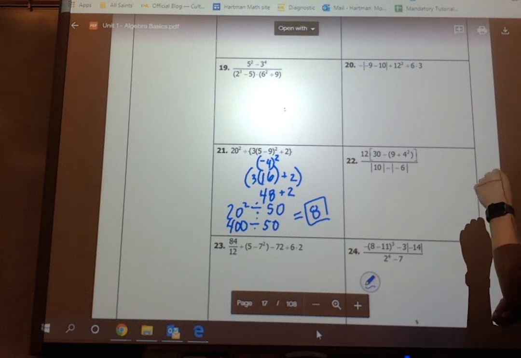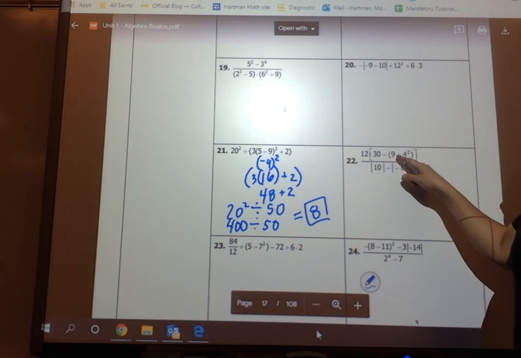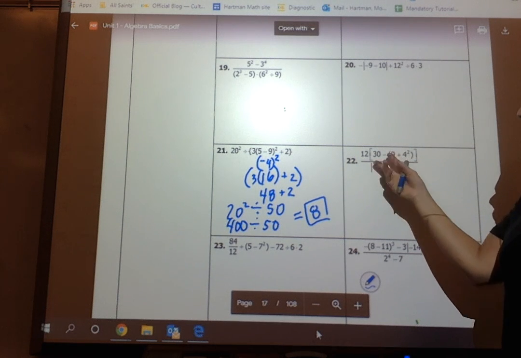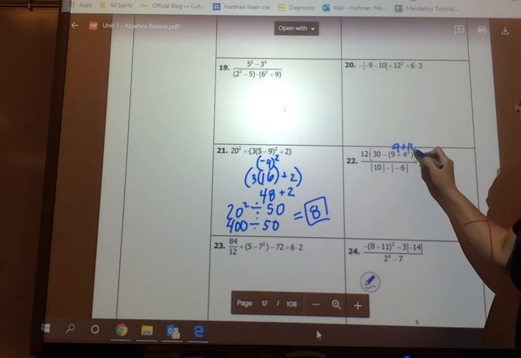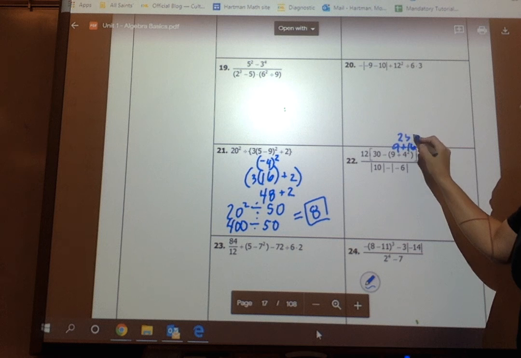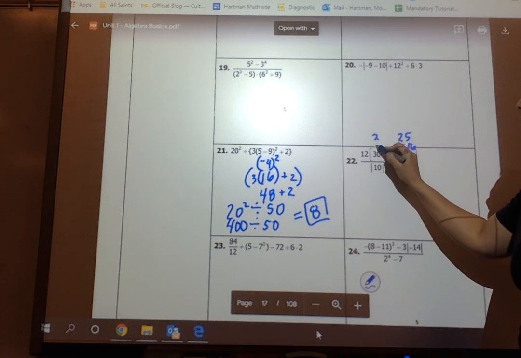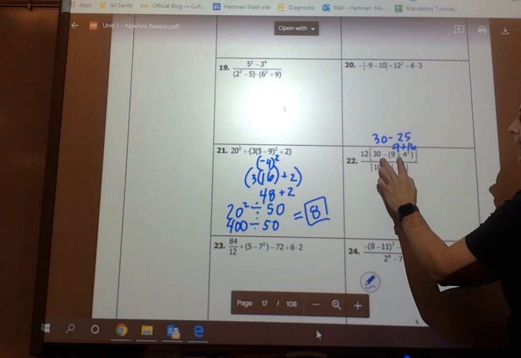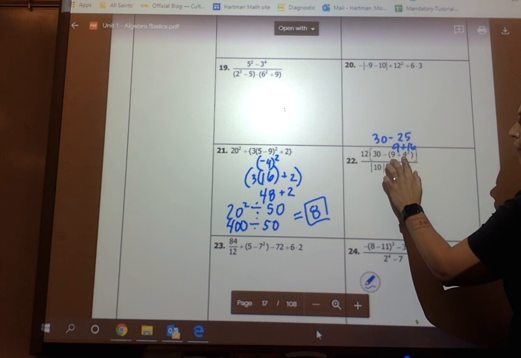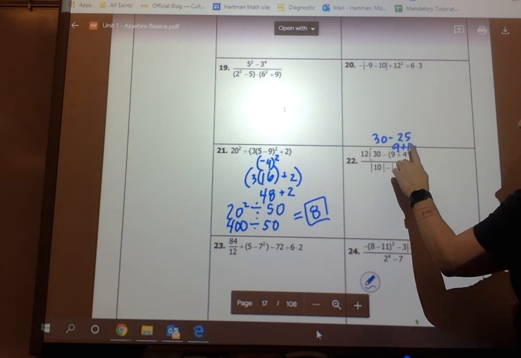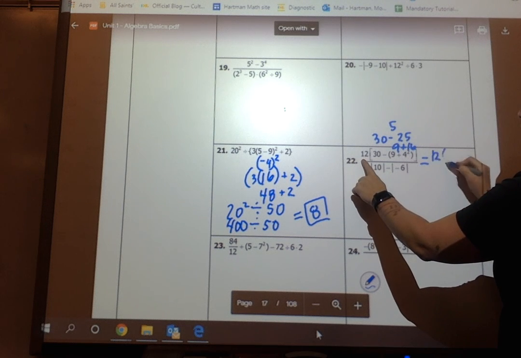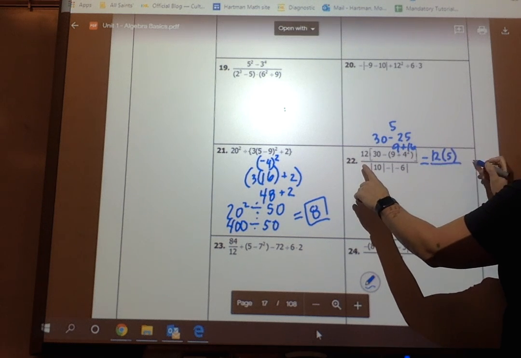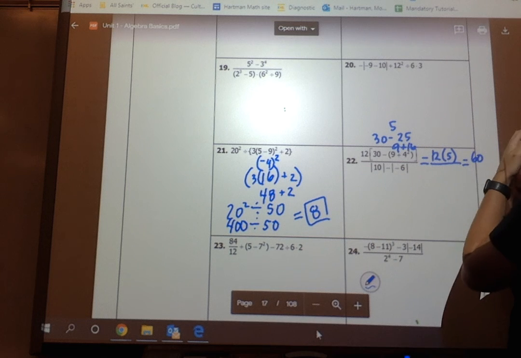Okay, let's take a look at number 22. I start inside and work out. So 4 squared is 16. 9 plus 16 is 25. So inside these brackets, I still have 30 minus 25. Do you see how I did that first? And then 30 minus 25 is 5. So really I'm left with 12 times 5, which is 60.